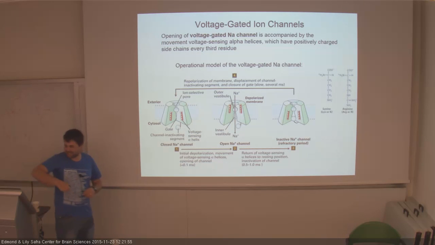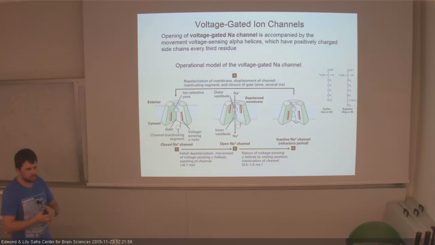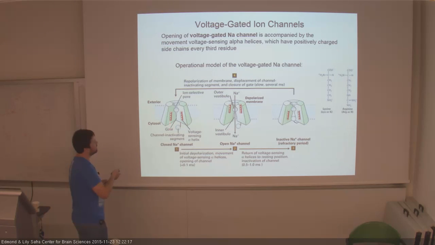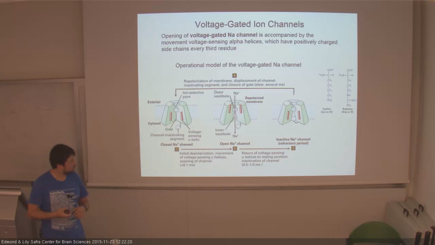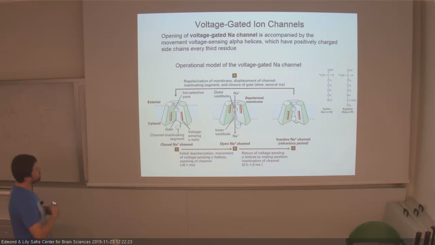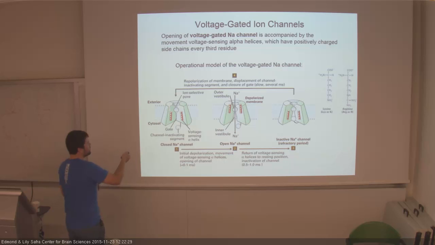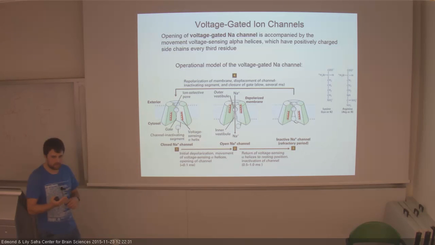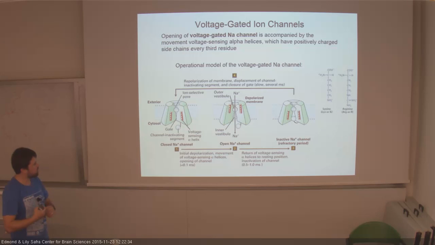So there are many mechanisms in which proteins can sense voltage, and this is just one of them. In this sodium channel, what we have is positively charged alpha helixes positioned in the center of this structure, which, through forces of repulsion and attraction, can move along the axis of the channel, and because of this movement they introduce a conformational change for the channel.